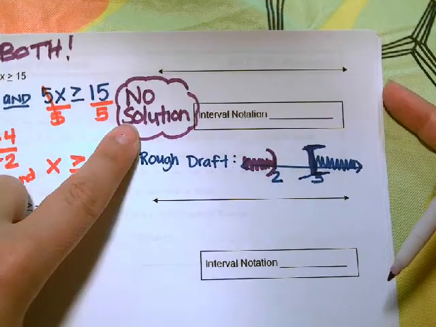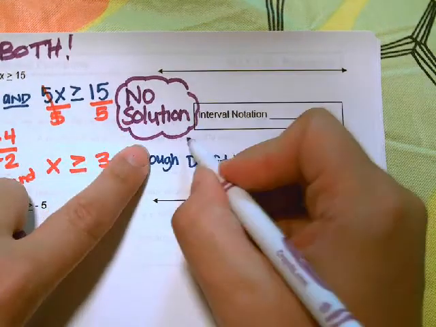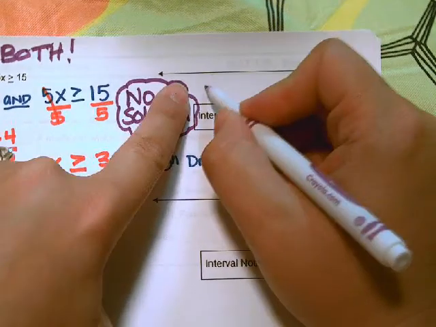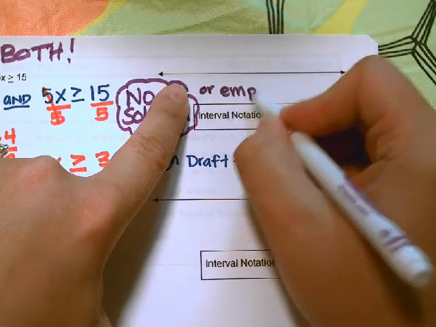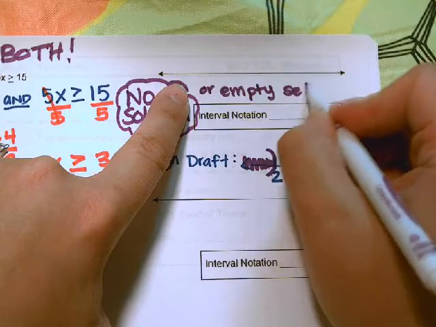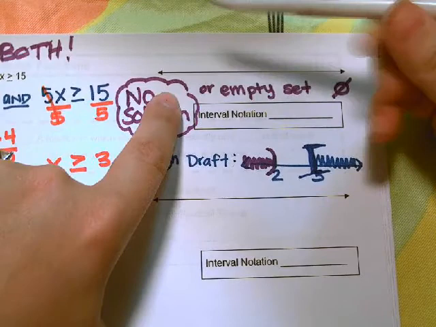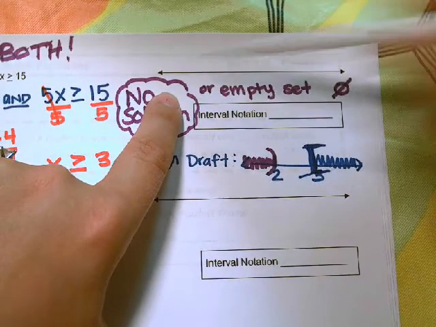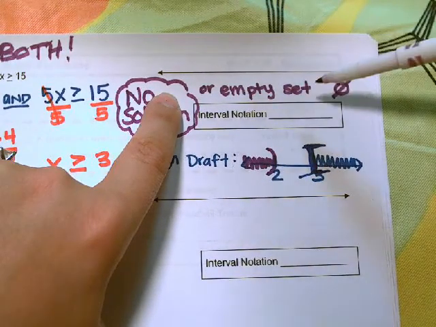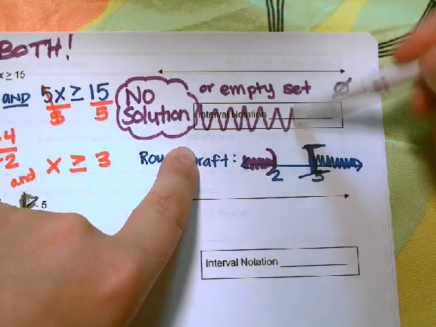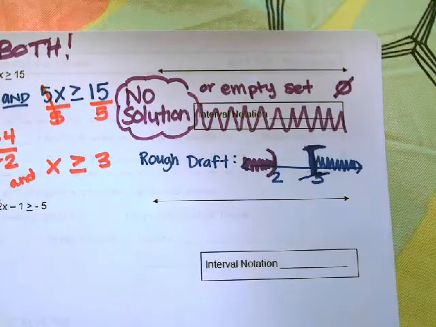So you can write no solution. You could also say empty set, or the symbol would look like that. So that means your graph would be empty. Don't shade anything. Just leave it alone. And there would be no interval notation. You would just say no solution.